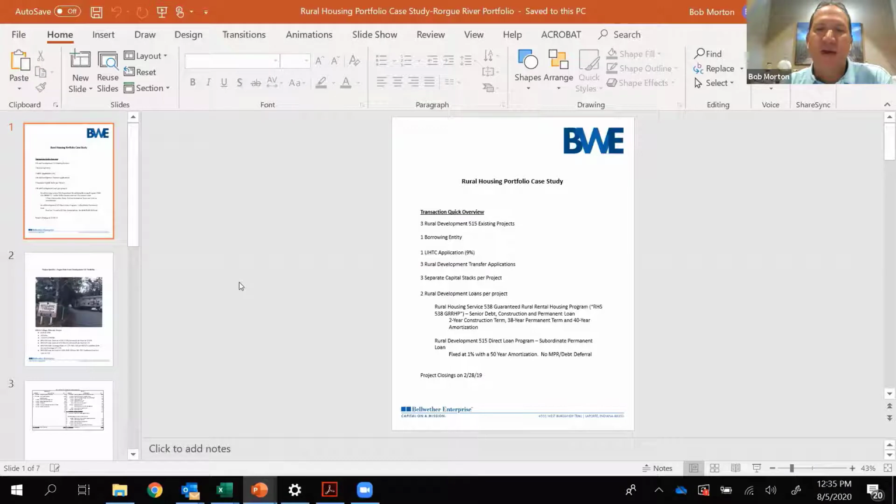You can consolidate 515 properties if RD does allow. When you do bring in a 538, it does make it a little more difficult to consolidate if they're not in the same rental market. But if they are in the same rental market, the same county, you can combine them as well to make a more efficient project, what would be called a scattered site.